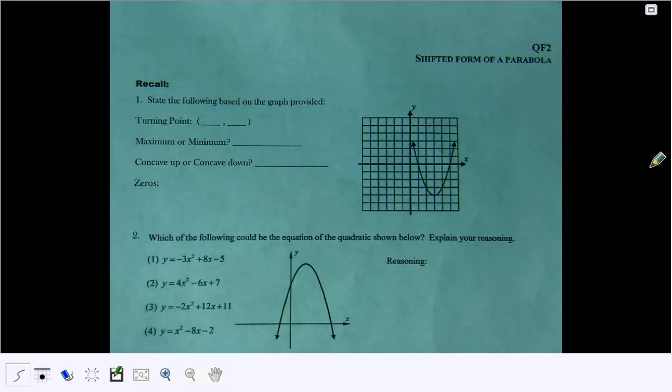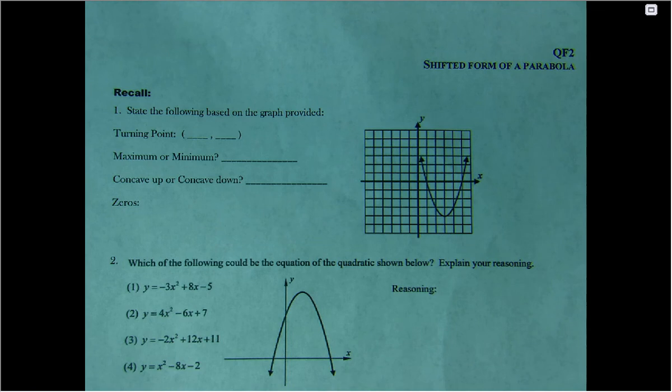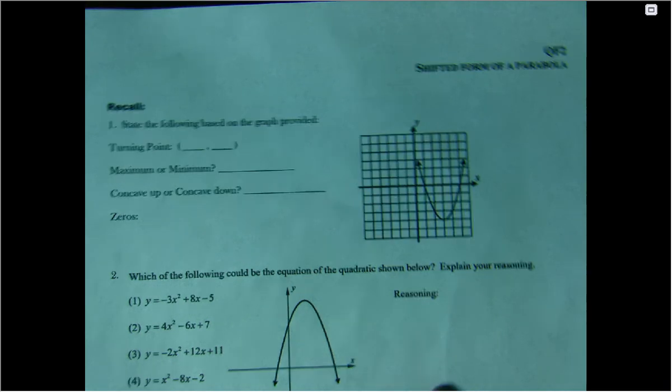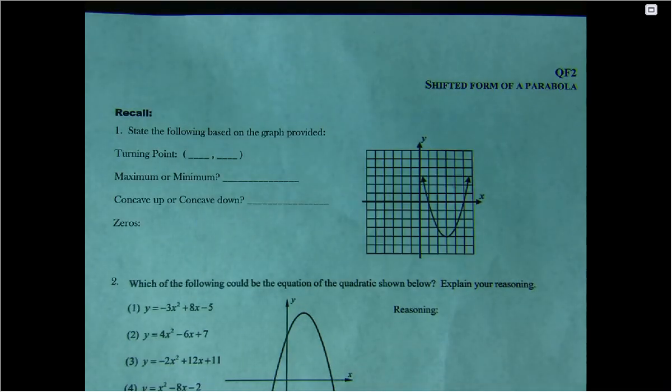Oh, look what we have here. Okay, QF-2, shifted form of a parabola. A parabola is another way of saying quadratic. So a quadratic is a parabola. All right, so this is just some basic recall.